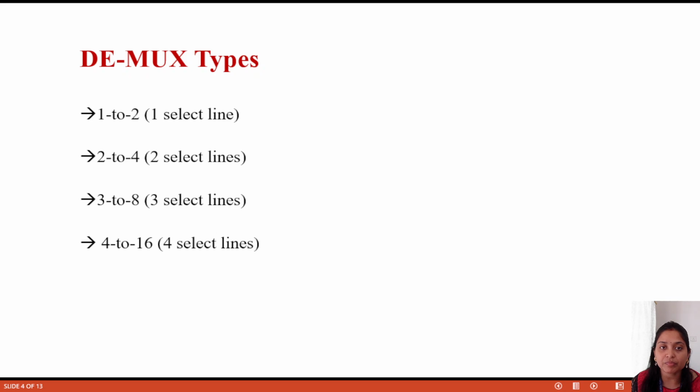So here are the different types of de-MUX. 1 to 2, that means select input is 1 and output is 2 to the power 1, which is 2. Select input is 2, then 2 to the power 2 is 4. Select input is 3, 2 to the power 3, output is 8. Select input 4, so output is 2 to the power 4, which is 16.